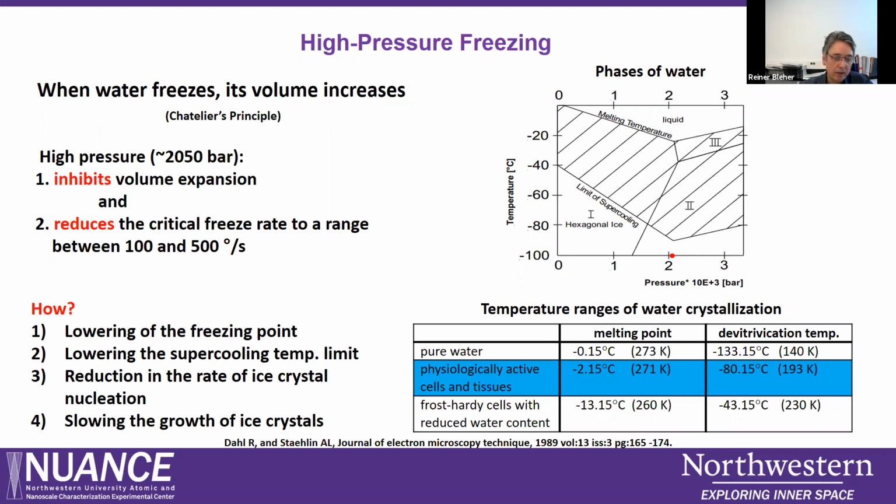This crystallization range between the melting point and the devitrification temperature is related to the water content of biological objects. So in physiologically active cells and tissues, the temperature interval may extend from minus 2 degrees to minus 80 degrees. There are also more frost-hardy samples where the range is between minus 13 and minus 43 degrees only. For pure water, to prevent the degradation of water in frozen samples, the samples need to be kept always below the devitrification point of water to be on the safe side, which is around minus 133 degrees Celsius.